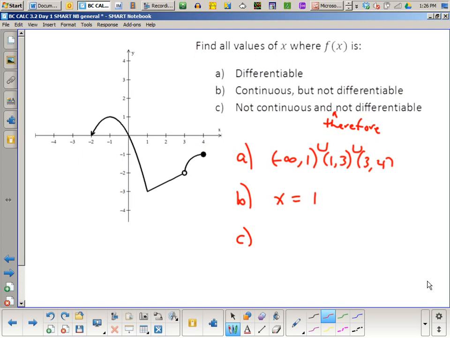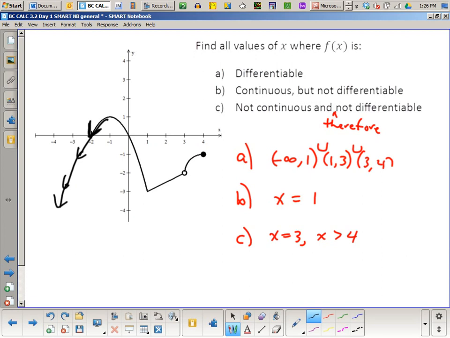Well, where are my discontinuities? X equals 3. And also any x greater than 4, right? Because there is no graph after 3, or after 4 I mean. So you have to include that as a non-continuous part of the graph. The graph doesn't continue over there. And then, of course, this arrowhead here means that the graph actually does keep going, right?